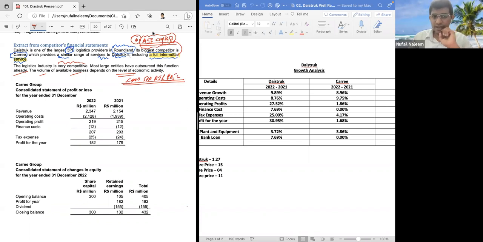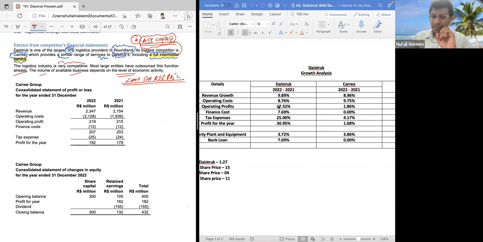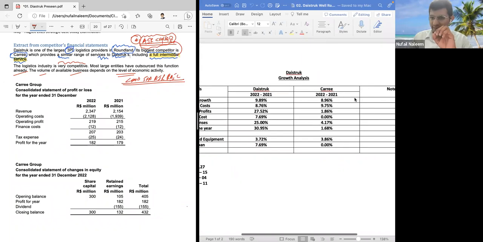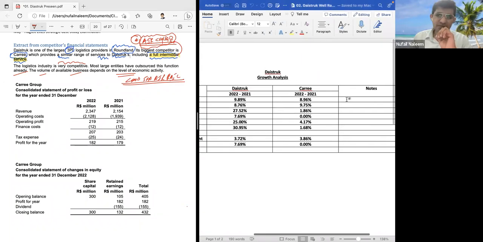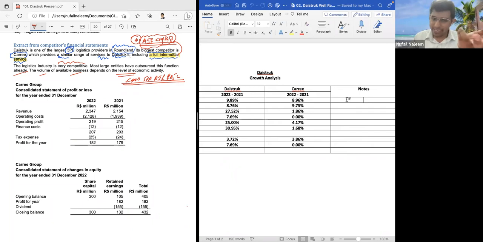Excellent. Thank you, students. Now, students, I have to be a very strategic person in this analysis. Our revenue growth is 9.89, and our competitor is 8.96, a very tiny difference. Although we are having a better revenue growth, I'm still not satisfied. Ranganathan, can you tell me why I'm not satisfied? We are leading, but still I'm not satisfied. Why do you think, Ranganathan?